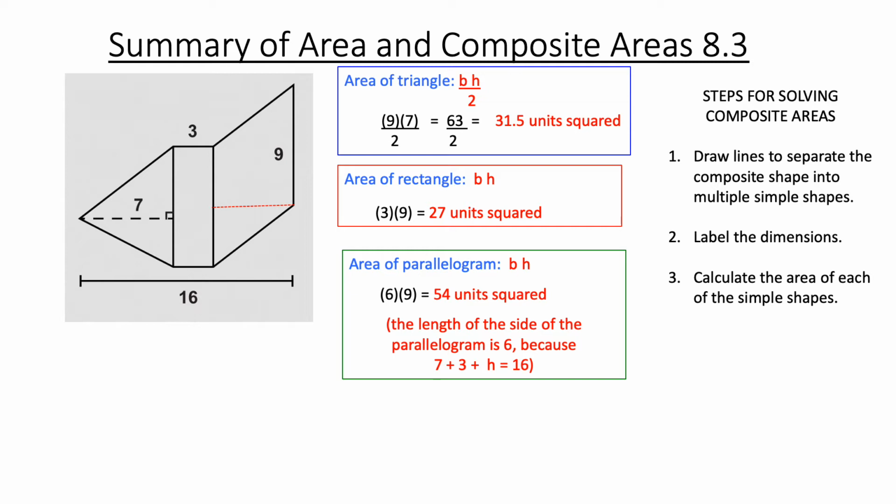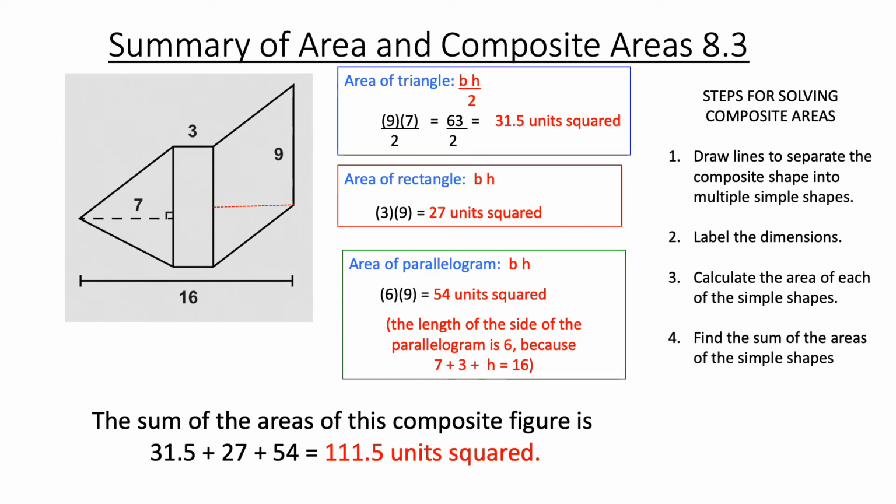Notice on this shape they did not give us the height of the parallelogram, so we need to refer to the bottom line drawn under the shape that shows us that entire length is 16. So we see that that's composed of 7 plus 3 plus the height of the parallelogram. So from this we know 7 plus 3 plus h equals 16, so the height must be 6. Next, we find the sum of their combined areas, and that is the composite area of this shape.